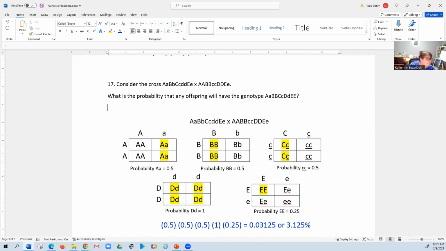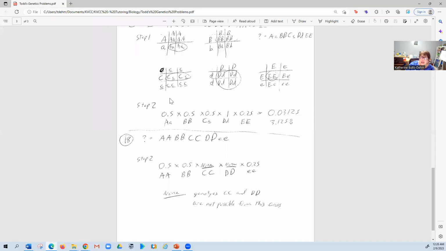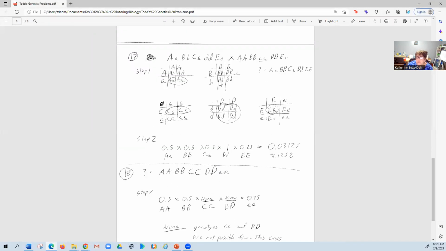And you know what? Todd got the same thing. And looks like I would double check and make sure he has the same exact Punnett squares as me, but he got the same thing.